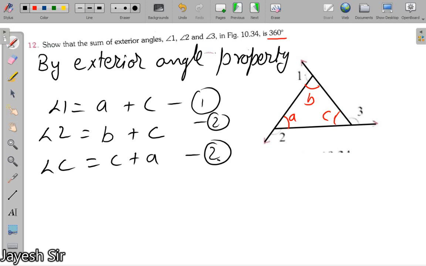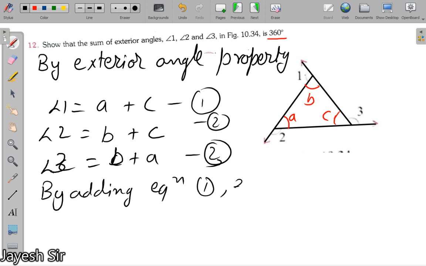What we do is, we add all three equations. Equation 1, 2 and 3. Let me rewrite it so there should be no confusion. Equation 2 is B plus C and 3 is B plus A.